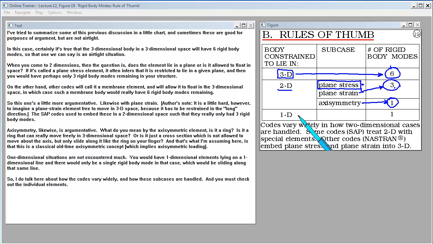One-dimensional situations are not encountered much. You would have one-dimensional elements lying on a one-dimensional line, and there would only be a single rigid body mode in that case, which would be sliding along that same line. So I do talk here about how the codes vary widely and how these subcases are handled, and you must check out the individual elements.